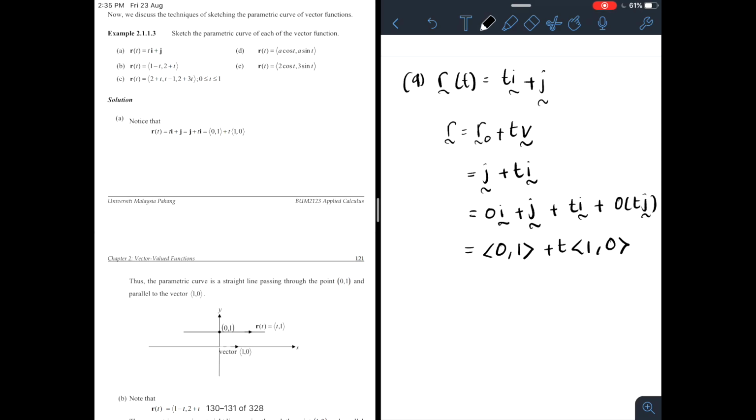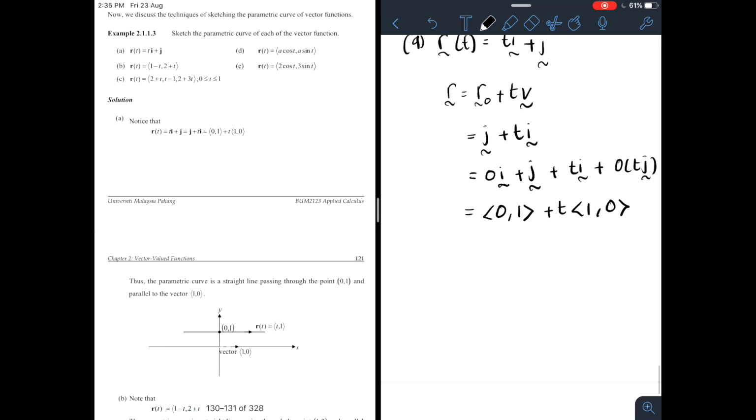As you can see from here, vector (0, 1) is actually the position vector of point P0, meanwhile vector (1, 0) is the direction vector, if you try to relate it with the lesson that you obtained in chapter 1.4. So since we are able to relate it with the vector equation of a line, your parametric curve should look like a line. And we know that the components involved in this vector are only i and j components.